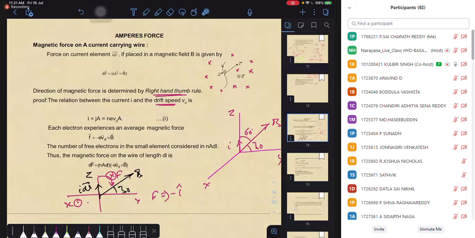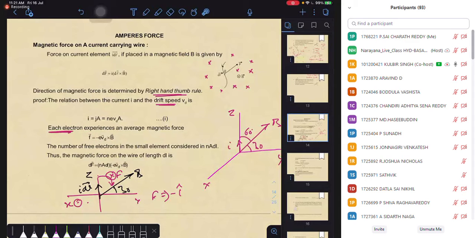If I just take a single electron, on the one electron the force is q v cross B. That's my force on the one electron. q v cross B. q is negative, it's minus e. And velocity here is the drift velocity. So that is the force experienced by the electron.